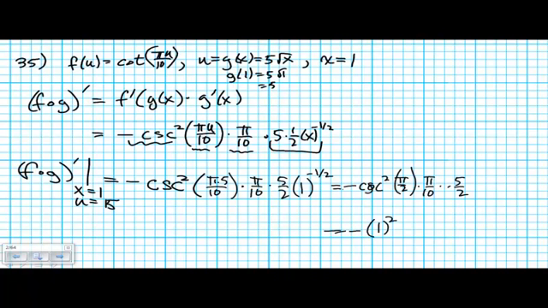So this value is 1 squared. These two give me pi over 4. My end answer is negative pi over 4.